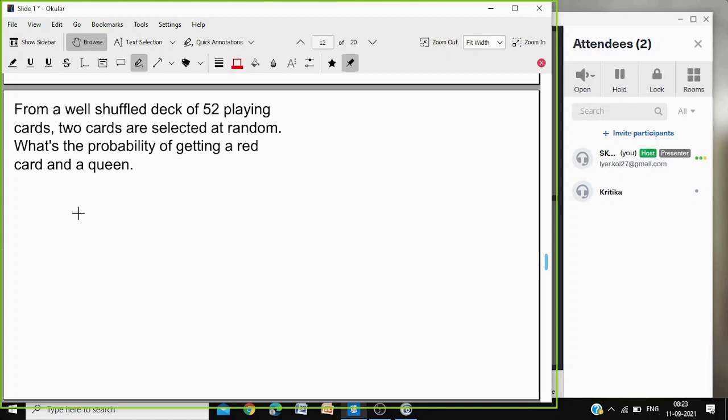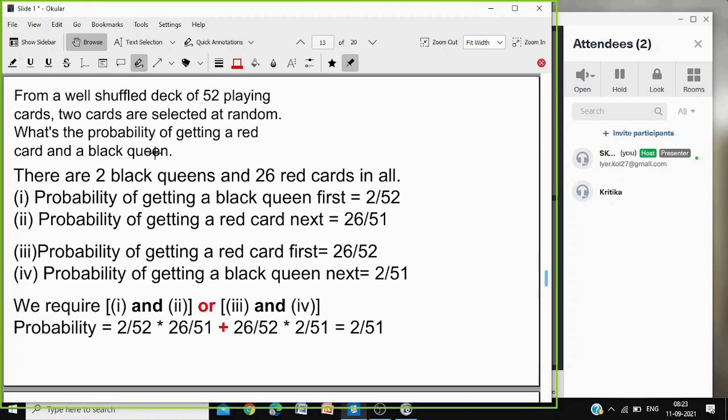Actually, sorry, it should be a black queen. One of them should be a black queen, and one of them should be a red card. I forgot to write that. It was there, it should be a black queen. One of them should be a black queen, and one of them should be any red card, and a black queen here. So there are 2 possibilities.